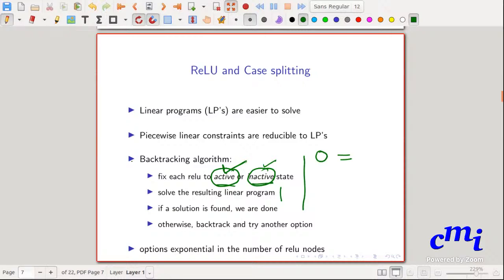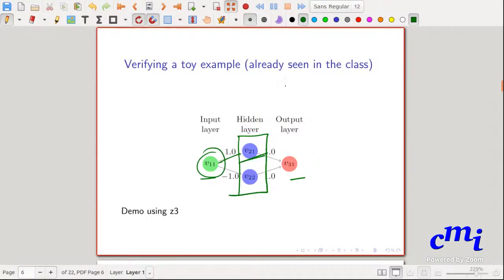Okay, so this is a very simple backtracking algorithm that can work to decide whether a property holds for a given neural network or not, when you have ReLU as the activation function. But this is not very interesting because you'll have to backtrack too many times. There are too many neurons. So typically, even in these ACAS benchmarks, there are close to 50 hidden layers.